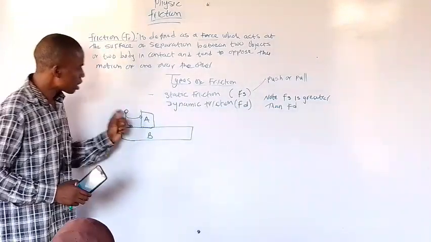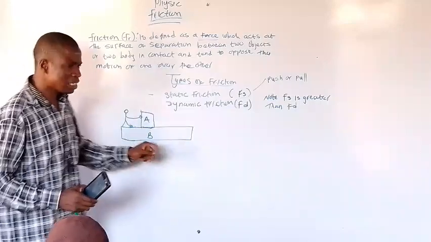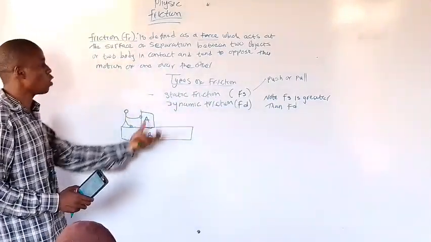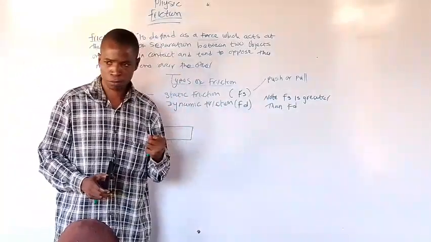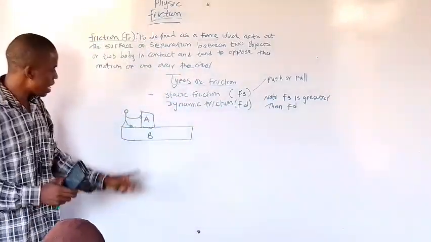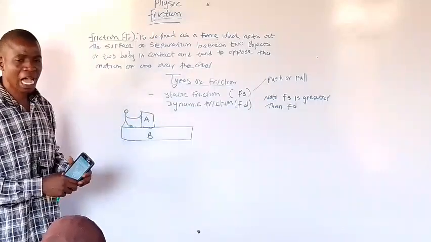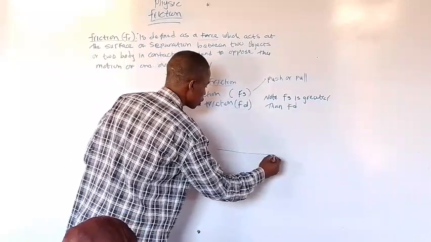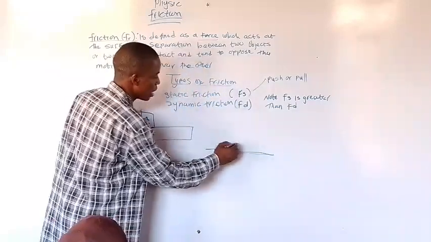Now, you have to understand that there is what we call static friction and what we call dynamic friction. What do we mean by that? Static friction always happens horizontally like this. Now look at this one.